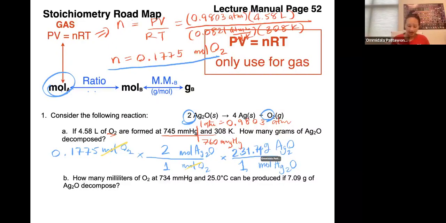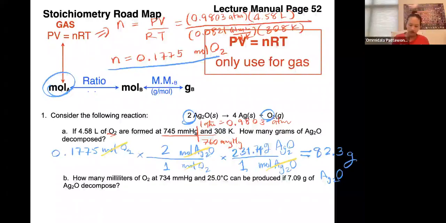Okay, so in this case, if you cancel the unit, you're going to have the grams of silver oxide left, which is exactly what we want, right? So now all you need to do is multiply all the top numbers and then divide by the bottom number. If you do that correctly, you are going to get 82.3 grams of silver oxide. Okay, so this would be your answer.